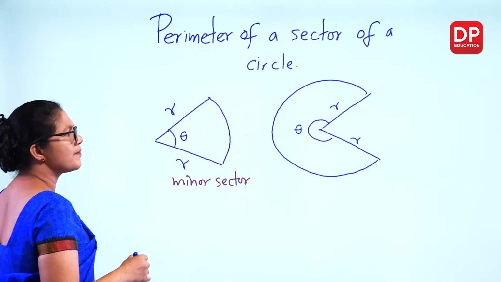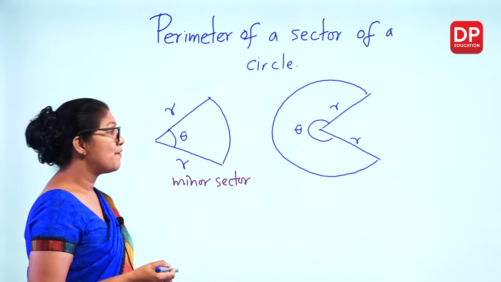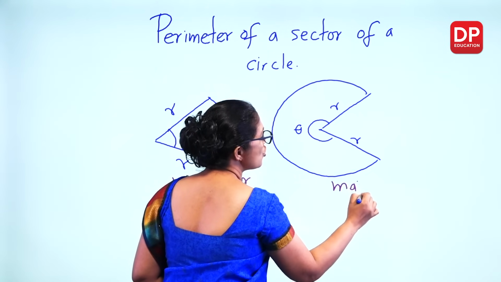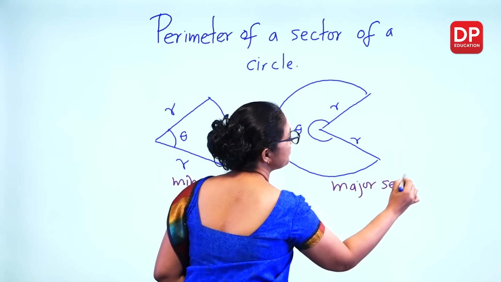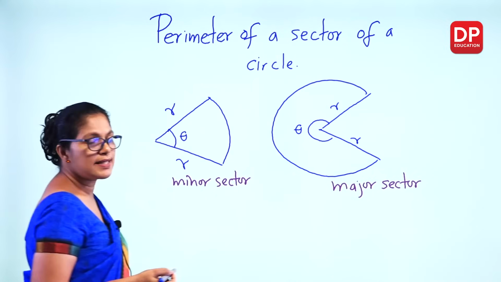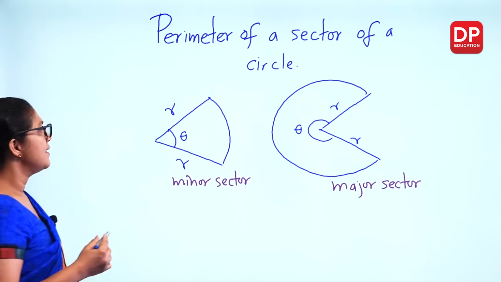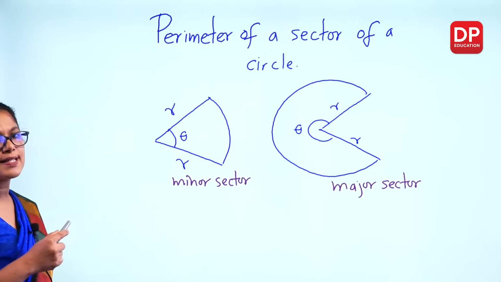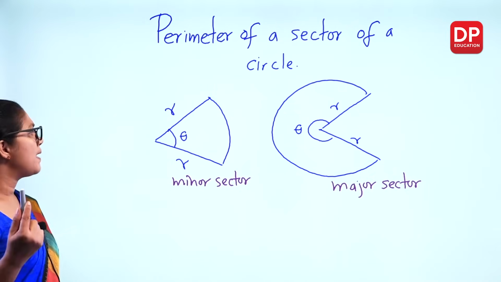What about this one? The angle is reflex. So we call this one the major sector. Now we'll try to find out the perimeter of any sector. So here, what does perimeter mean? It is the total outer distance of a closed plane figure.